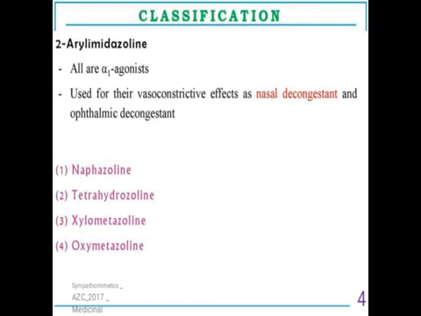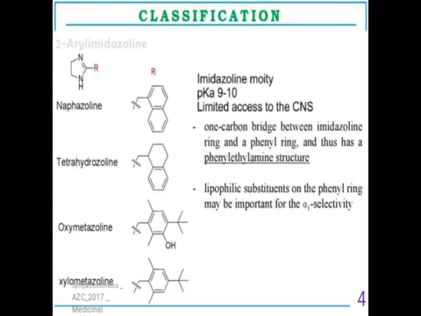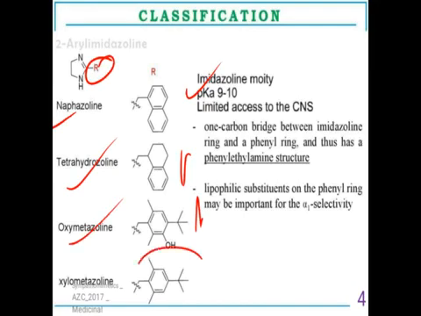The next class is the 2-aryl imidazoline. All drugs which are alpha agonists are generally used as nasal decongestants as well as ophthalmic decongestants. These are the 4 examples which come under the 2-aryl imidazoline structure. This is the drug naphazoline, where R is this part. If it is this one, it becomes tetrahydrozoline. If it is this part, it becomes oxymetazoline. And if it is this part, the drug becomes xylometazoline.